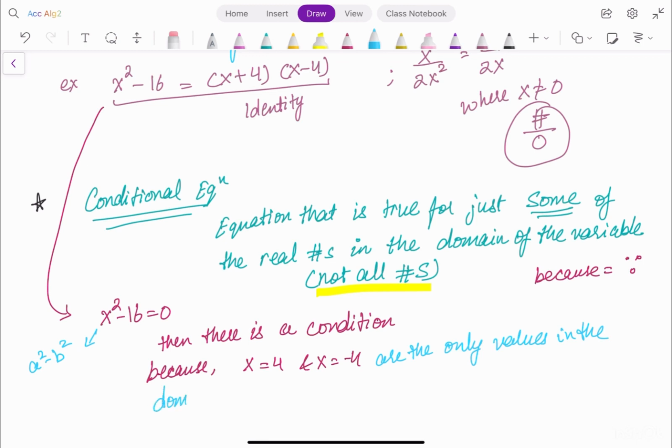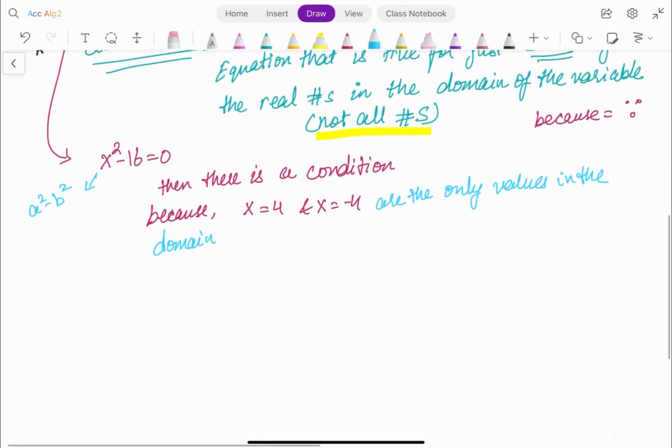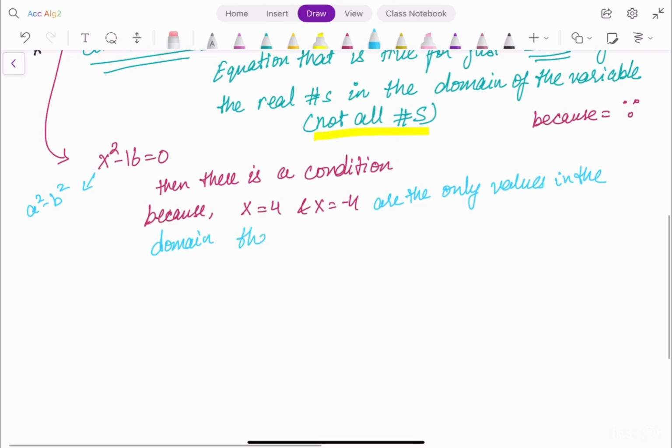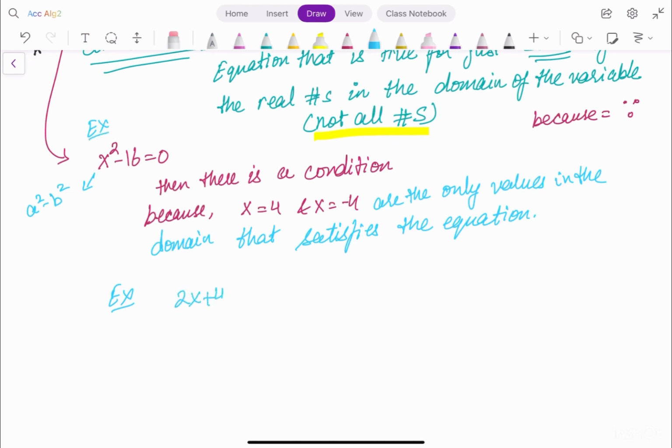So whenever we have a condition, that is called a conditional equation. Let's take another example to understand conditional equations a little better. Another example can be 2x plus 4 is equal to 6. So if I solve it, 2x plus 4 is equal to 6, what will be the x value? The x value will be 1. Now, because we have only one specific real number, that is why it is called a conditional equation.